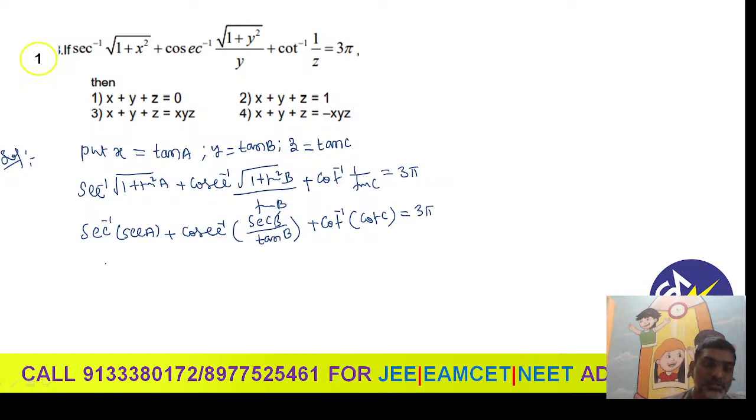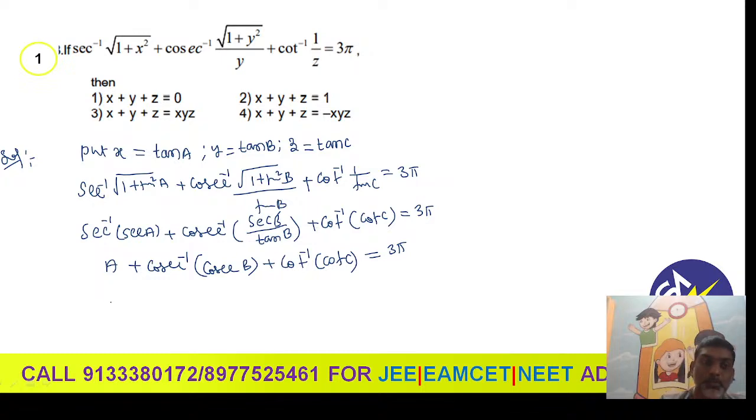So secant inverse of secant a is a, and for cosecant inverse of this, sine by cos we can write as tan, and cosecant is 1 by cos. Cos gets cancelled, 1 by sine is left. 1 by sine is cosecant here again. So this is cosecant b, and plus cot inverse of cot c, which is equal to 3 pi.